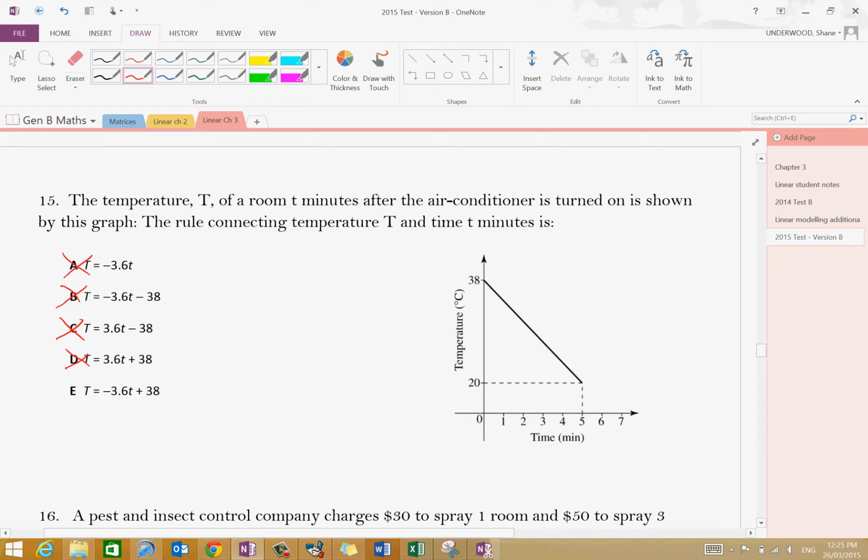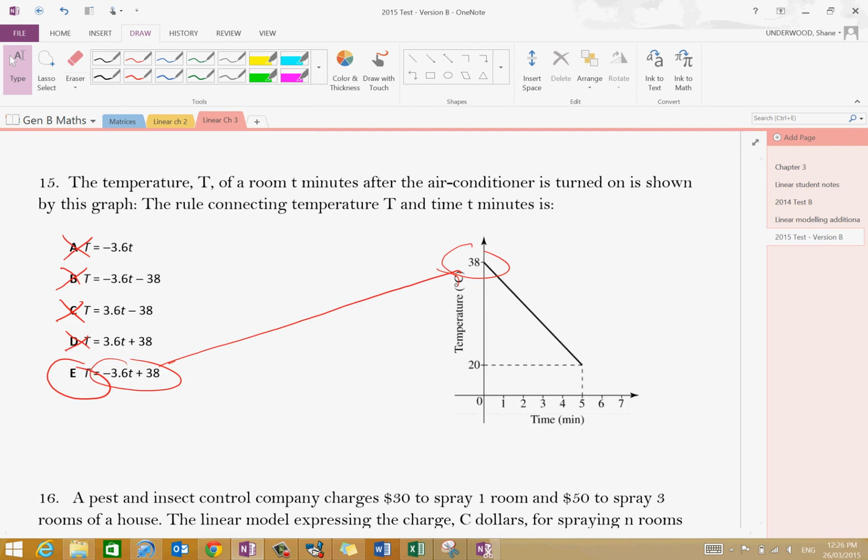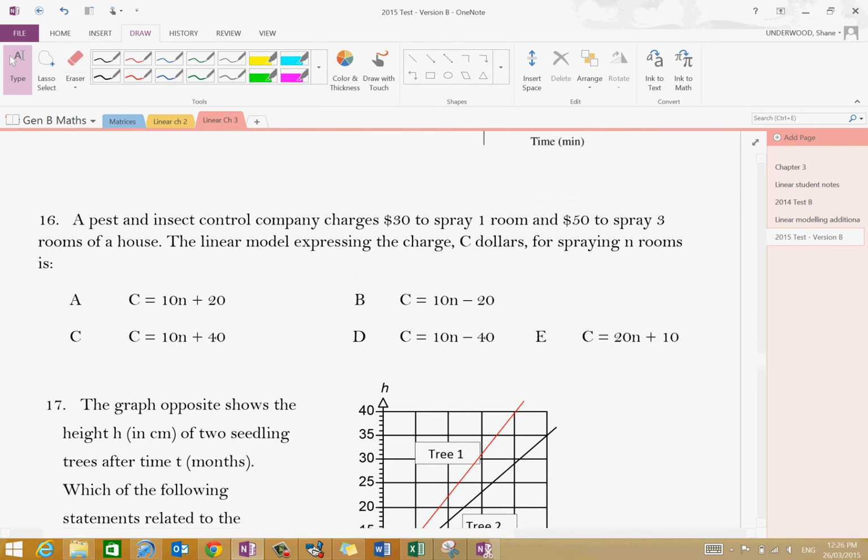So without even knowing what this graph looks like, we've just ruled out all of those options. The answer has to be E. Or you can think about it: negative slope, positive, or t-intercept of 38. So you can see there that multiple choice questions shouldn't be hard, but a lot of you perceive them as hard because you're not going about it the right way.